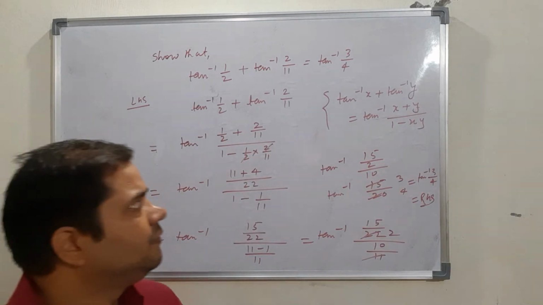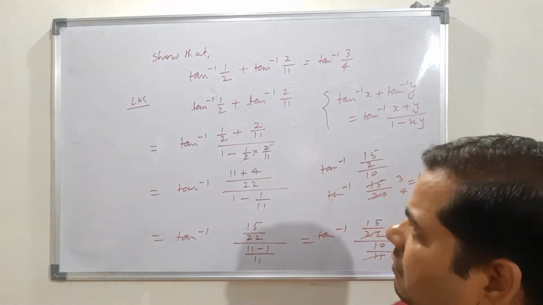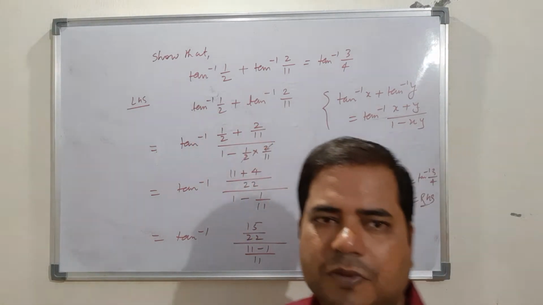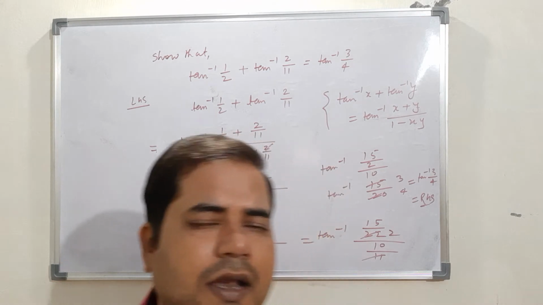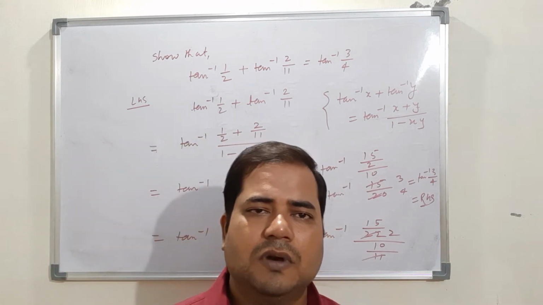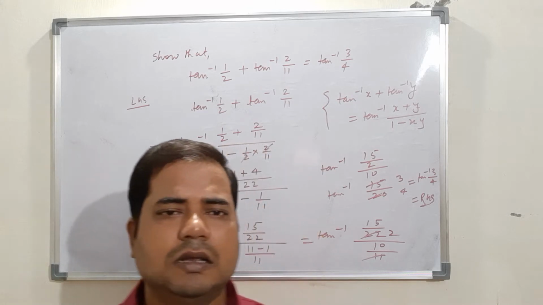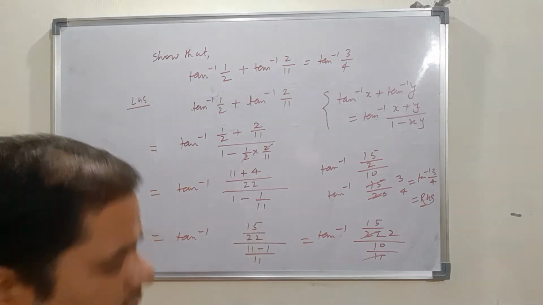So in this manner we have to complete this question. Let us see again: tan inverse 1 by 2 plus tan inverse 2 by 11. We have to use the formula tan inverse x plus tan inverse y equals tan inverse of x plus y divided by 1 minus xy, and we'll get the solution.